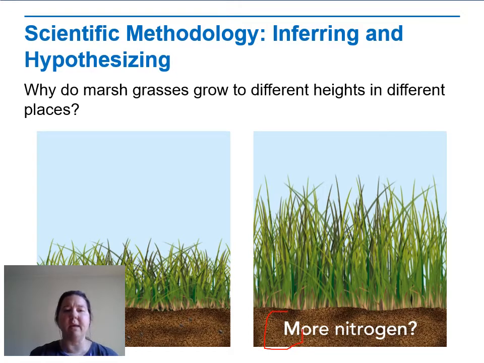The thing about a hypothesis is that we have to be able to test it. So our hypothesis is maybe a location, remember this is A, and this is B. Maybe B has more nitrogen.